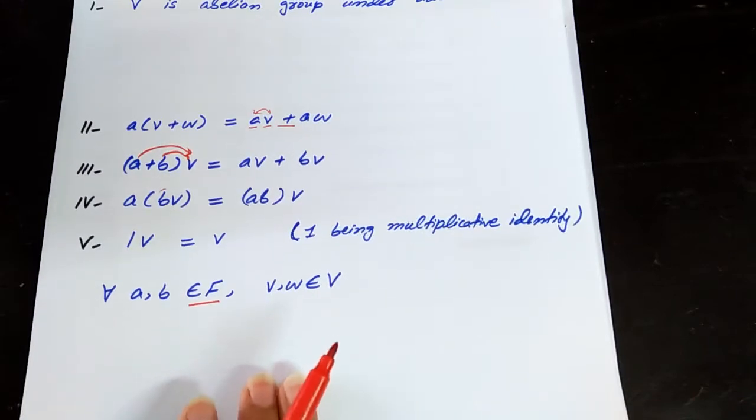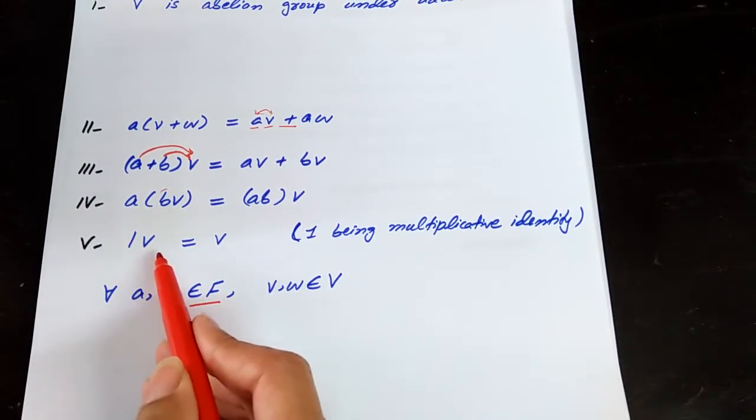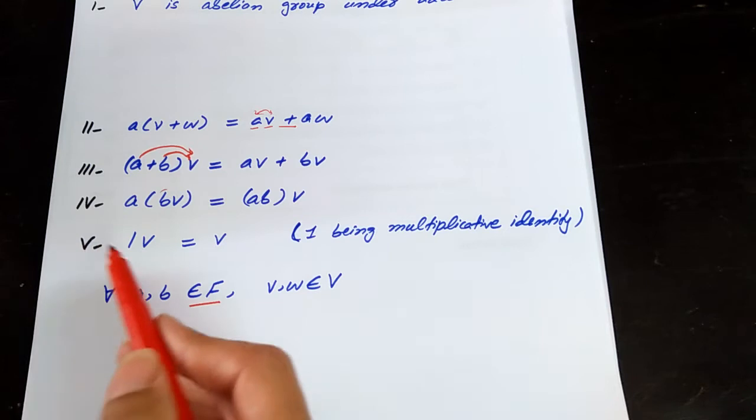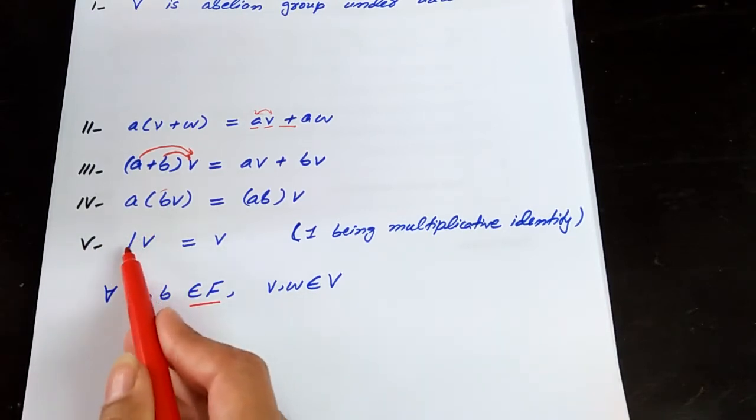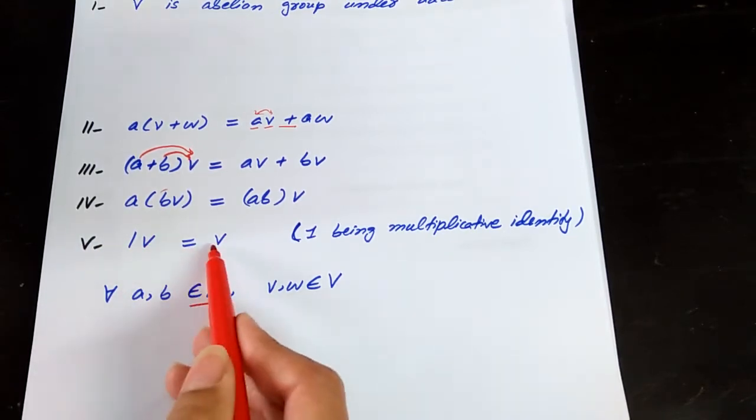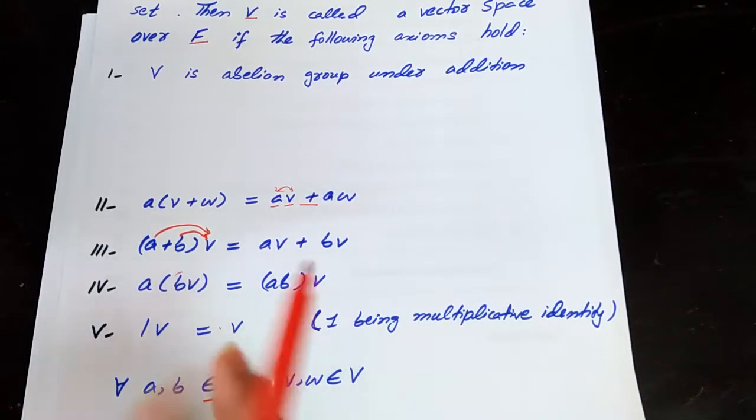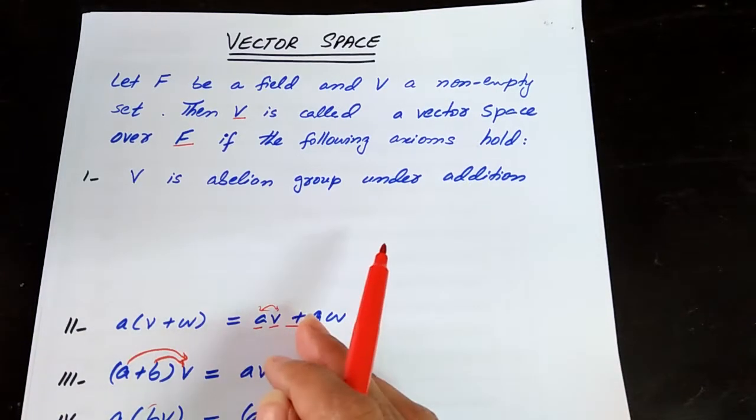The fifth axiom is the multiplicative identity. The multiplicative identity, 1, if you multiply it with the vector, gives you the same vector. If all these five axioms hold, then this means that the given space is a vector space.